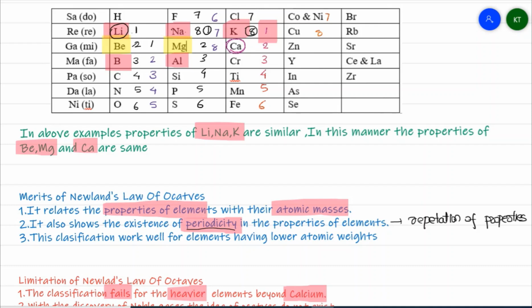Potassium is very reactive, copper is not reactive. If you just drop a piece of potassium metal in water, an immediate reaction takes place. But for copper, it will not. So it has been seen that for elements above calcium, that is atomic weight more than 40, the classification doesn't hold good.